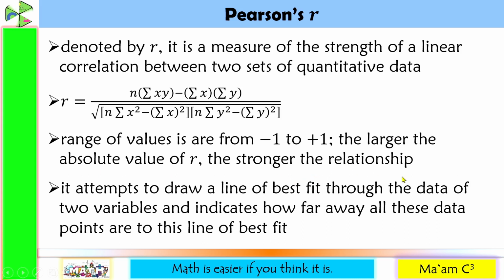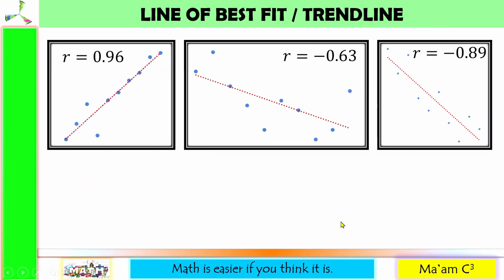Pearson's R attempts to draw a line of best fit through the data of two variables and indicates how far away all these data points are to this line of best fit. Let us talk about line of best fit. To give you an idea, here are examples of line of best fit. This can easily be generated through a program. These three, I have created this in Excel.